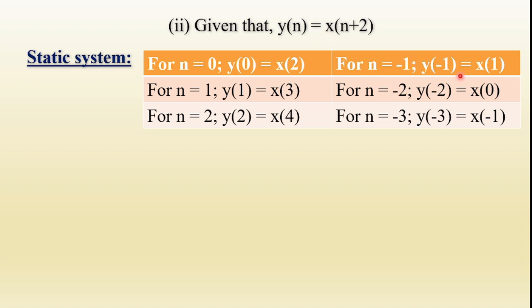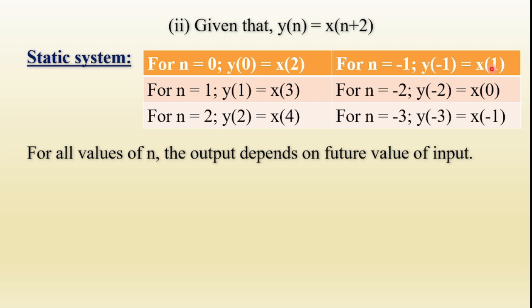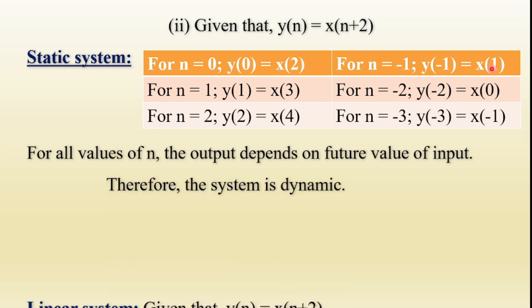Then y of minus 1 is equal to x of minus 1 plus 2, x of 1. So now here the present value is n is equal to minus 1. So the output depends on future value of the input. Hence the given system is dynamic system. So for all values of n, the output depends on future value of the input. Hence the given system is dynamic system.